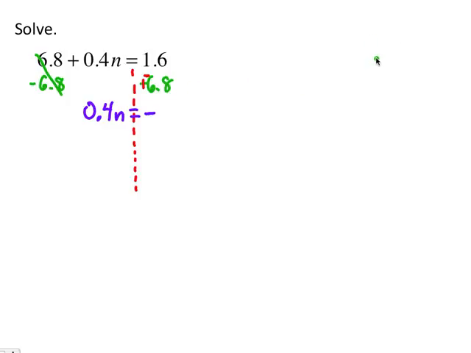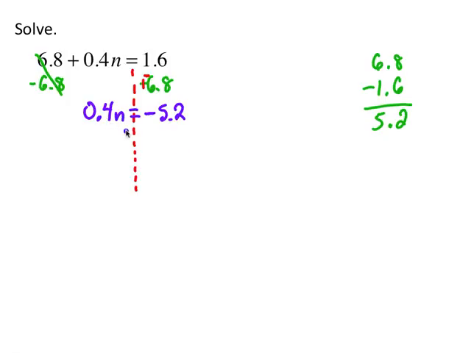So let's just come over here and work this out. 6.8 minus 1.6. So 8 minus 6 is 2, 6 minus 1 is 5. So on this side it's negative 5.2. Okay, we're almost there. We've got it simplified some.